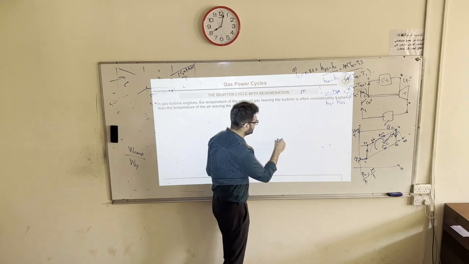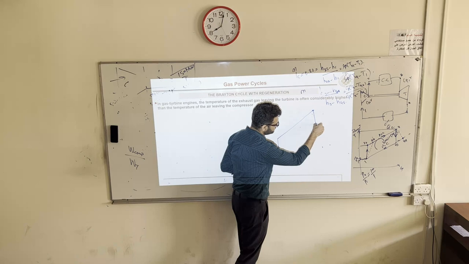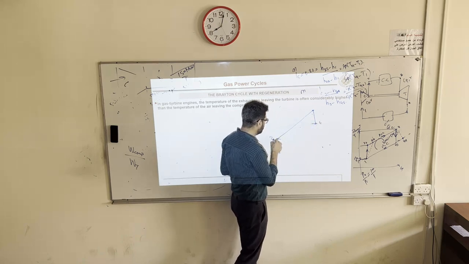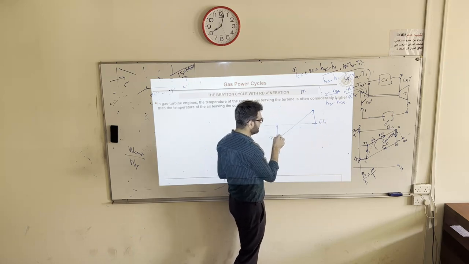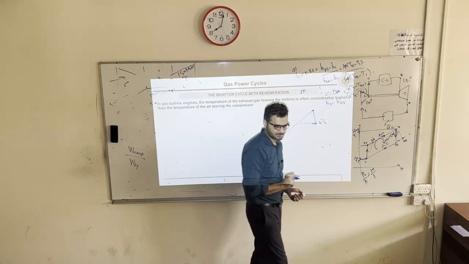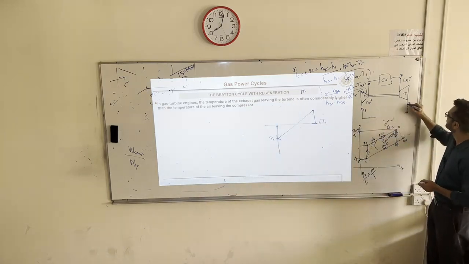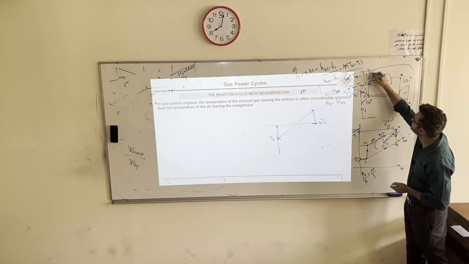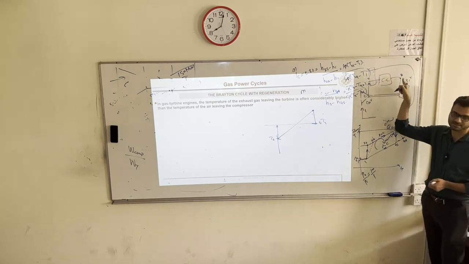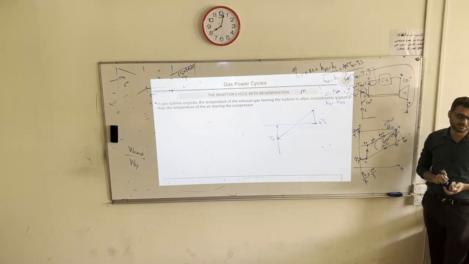this is compression, heat addition, turbine. If you have a significant temperature difference available between point 4 and point 2, T4 and T2, what can we do? Use it here by using a heat exchanger. Preheat the air which is entering into the combustion chamber.